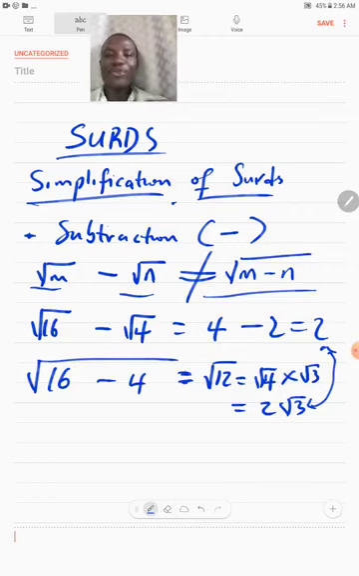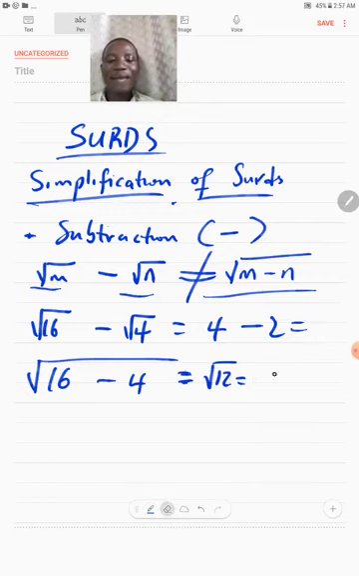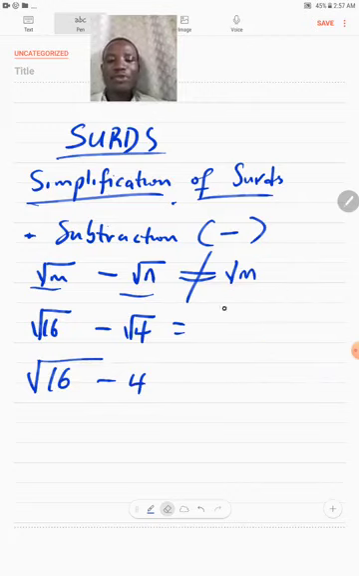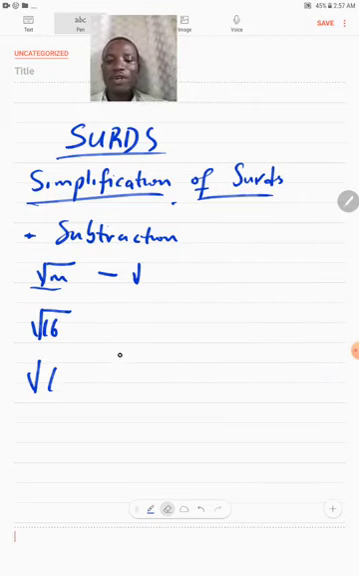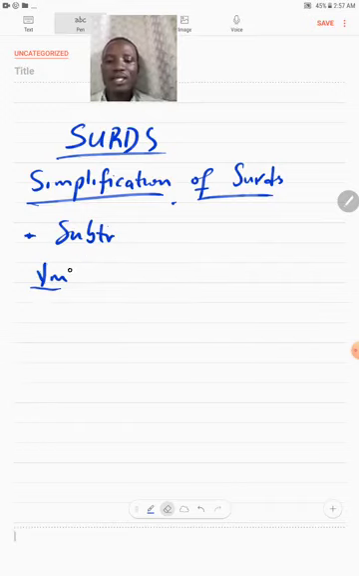This is our previous knowledge in surds, judging by the last video that I uploaded on surds. So now we want to look at simplification of surds, and we are going to start with what? Simplification of a single surd. Having established all these basic principles that guide the simplification of surds, we can begin to look at simplification of surds. And we are going to begin with simplification of a single surd.